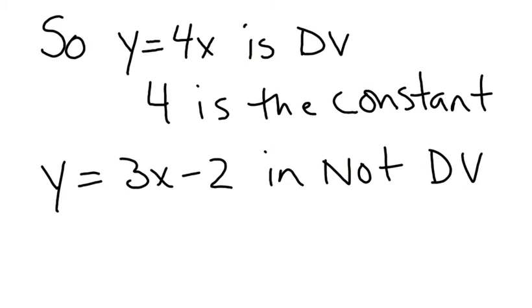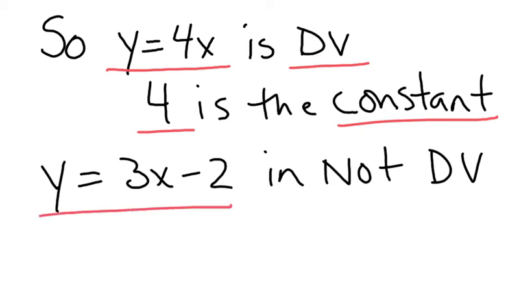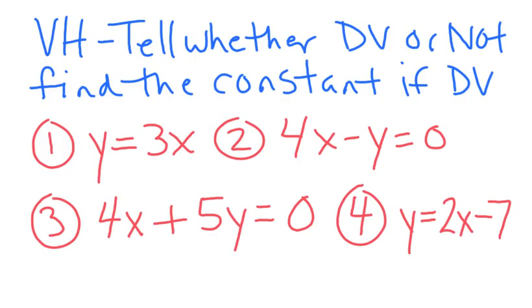So here's what we've said so far. This equation is direct variation, and 4 is the constant. This equation is not, that should be an S, is not direct variation. Okay, here's your first part of video homework. You're going to tell whether or not it's direct variation. And then, the ones that are direct variation, you're going to find the constant. This is only part 1 of video homework. Keep going.